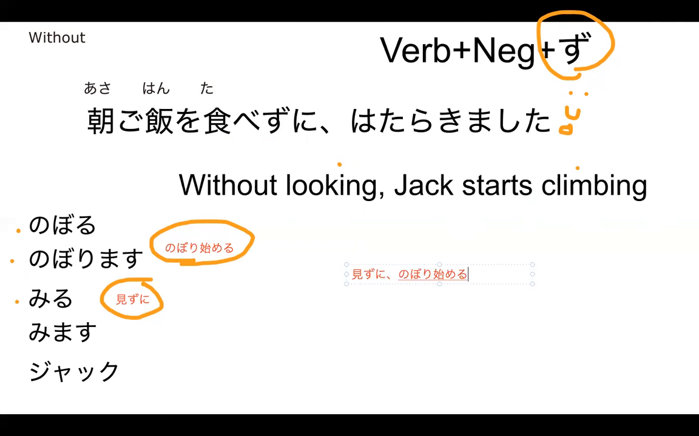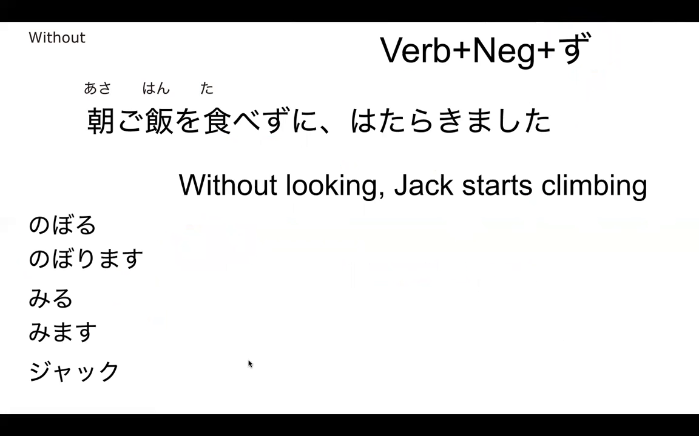Perfect. That is exactly what you would say, and that's pretty natural. You could also add Jack wa over here or in the middle. Doesn't really matter. You'd only add the Jack wa if you thought someone might be confused about who you're talking about. So mizu ni nobori hajimeru, to begin the climb. Perfect.